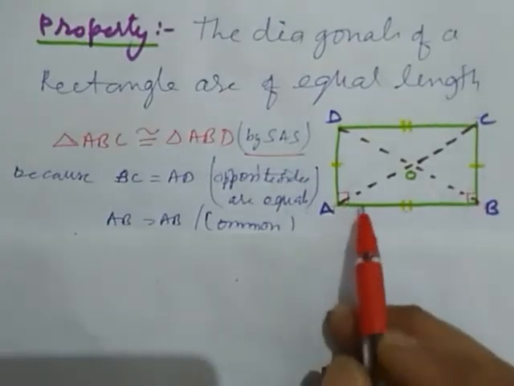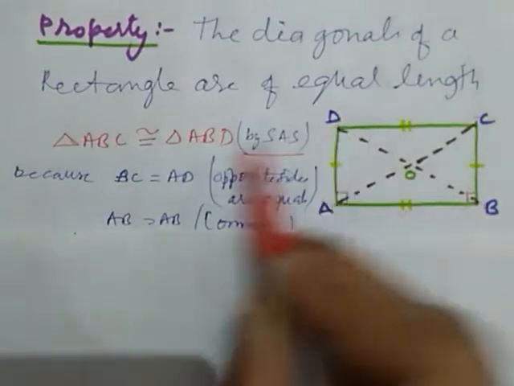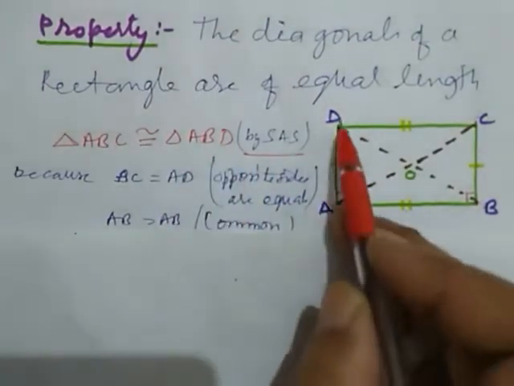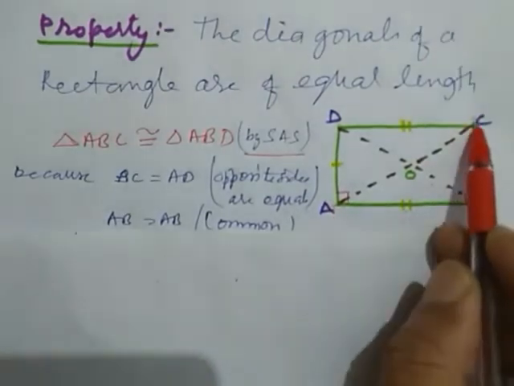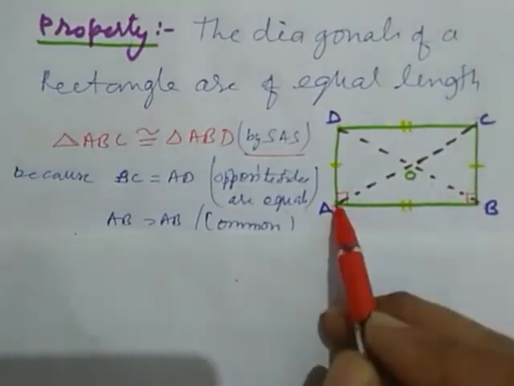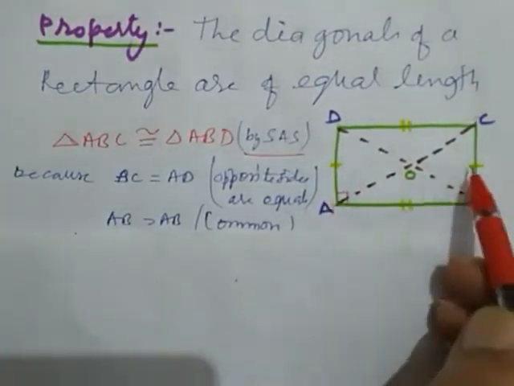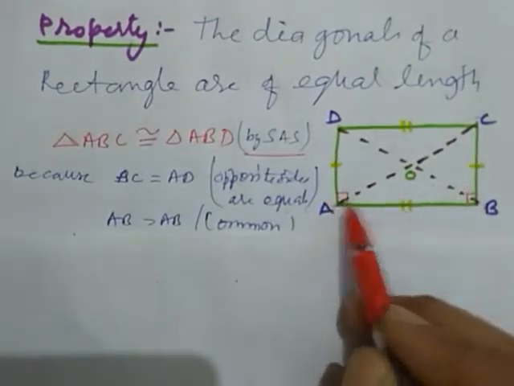Again, I repeat, ABD is one triangle having a right angle. The other triangle ABC is also having a right angle. So one angle is equal, and this side is equal to this side, and this side is common. So SAS.